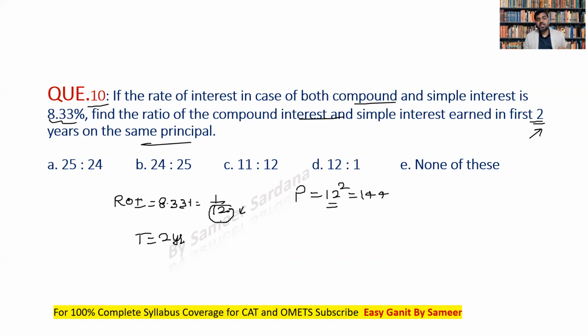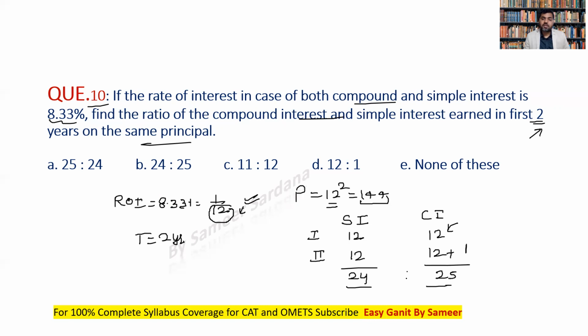Why 12 square? Because I know that if the rate of interest is 1 by 12, in the second year, for compound interest the principal needs to be divided by the square of 12. So to make my calculation easy, I'll assume my principal to be 144. If my principal is 144, my rate of interest as given in the question is 1 by 12. Can I say simple interest in the first year will be 12 rupees, as well as in the second year it will again be 12 rupees, and compound interest will be 12 rupees here, 12 rupees here plus 1 by 12 of 12, which is 1 rupee. So simple interest for 2 years is 24, compound interest for 2 years is 25. So the ratio is 24:25. Option B is the correct answer to the question.